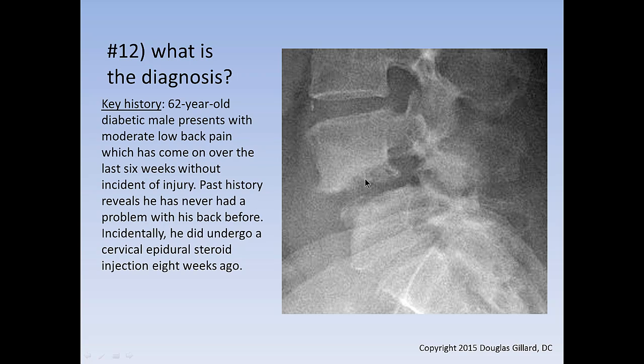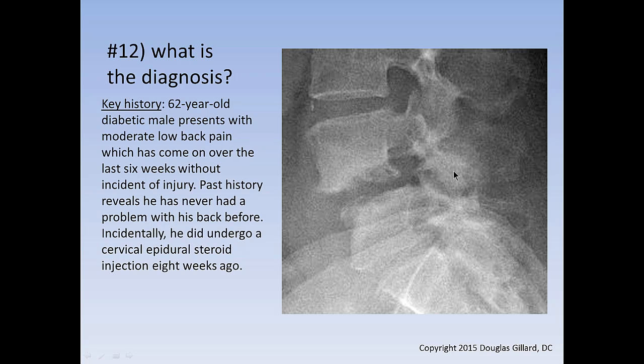Okay, we got a problem here. Now that's not rat bite erosion. That doesn't look good. We got blurriness here, blurriness of the end plate. I don't see anything else, but there's a little slip here too, right? I don't see fracture. I do see a little reactive sclerosis here and here.